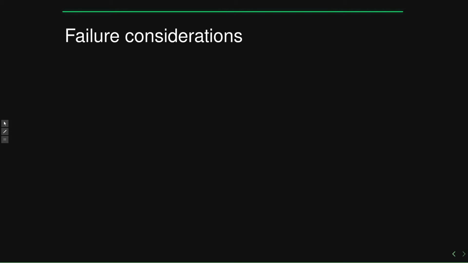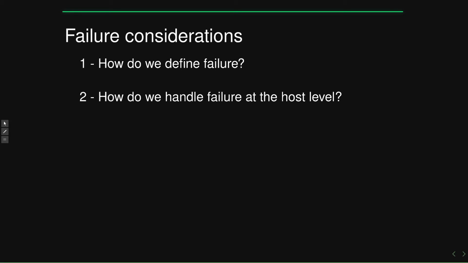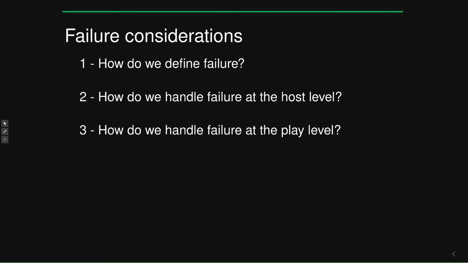So before we jump over to the keyboard, let's consider the 3 things that I think you need to consider when it comes to failure and errors. The first is, how do we define failure? What does it mean when we say failure in the context of our automation? Next, we have to consider how we handle failure at the host level. So a play is typically composed of multiple hosts. How are we going to handle failure for that one individual host? And then finally, how do we handle failures at the play level? Does a host failing a particular task result in the failure of the entire play for all hosts, or do we adopt a different strategy?